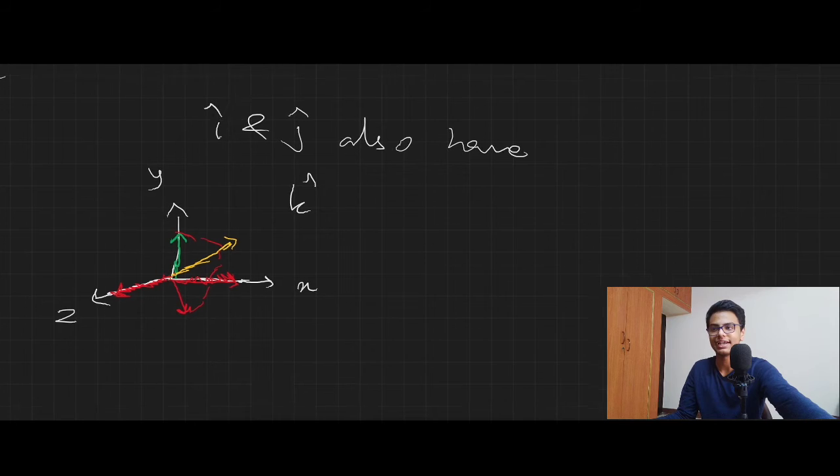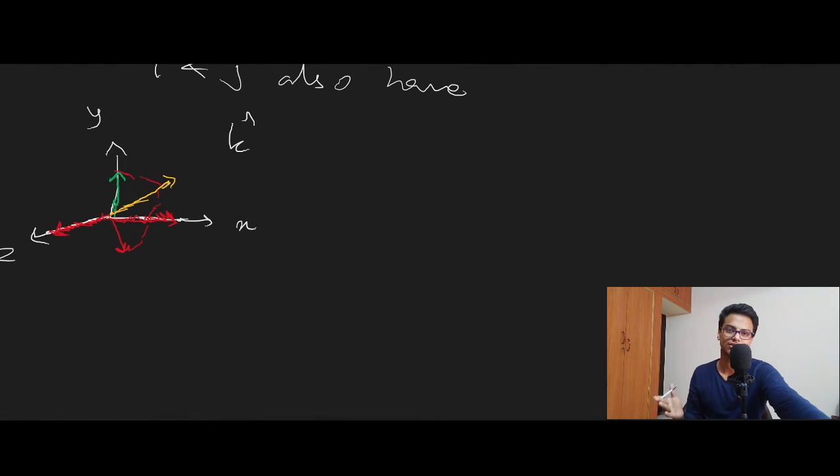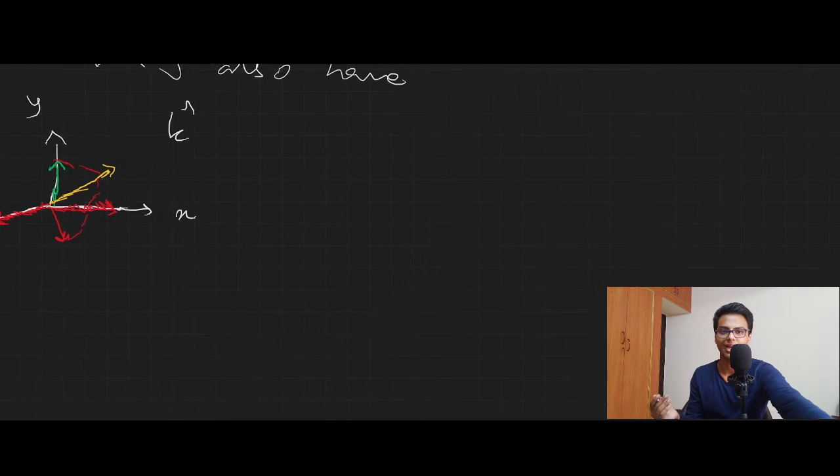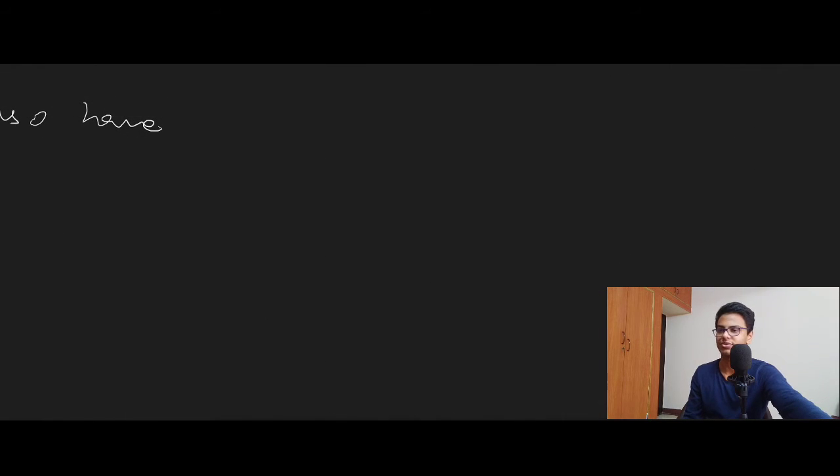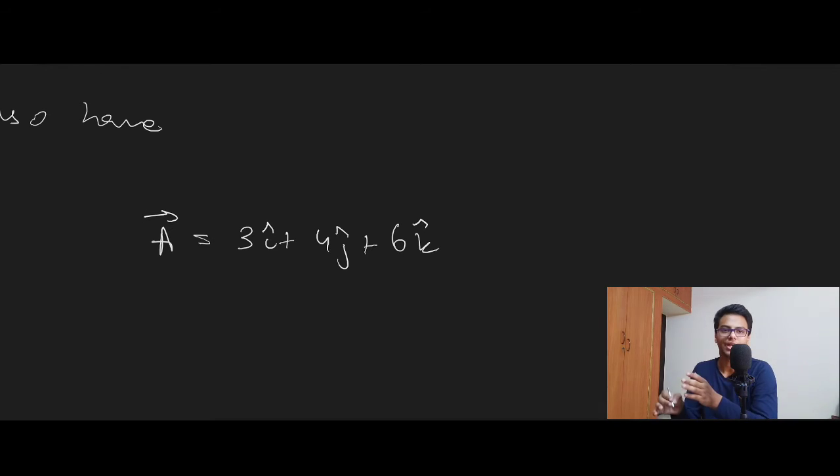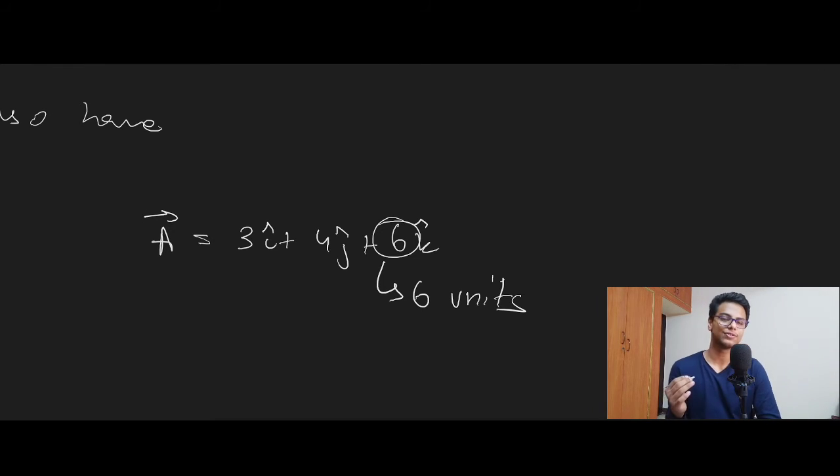So that is how it works in i j k. You break it into components in all the directions. It's that simple, right? You just have to break it into components in all the given directions. So let's say this is the easiest question that I have asked today. Let's say we have a vector equal to 3i cap plus 4j cap plus 6k cap. Can you guys tell me what the component of the vector along the z-axis is? The magnitude of the component along the z-axis. We can clearly see it's going to be 6 units, right? That's all. You have to use the exact same concept, break it into components.